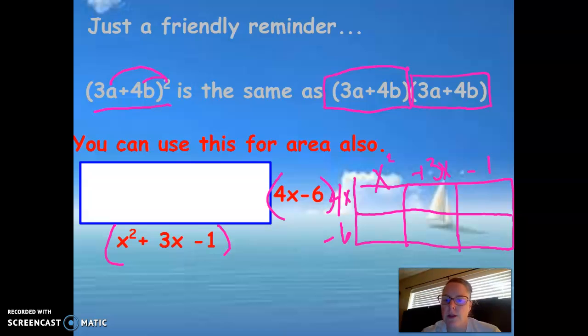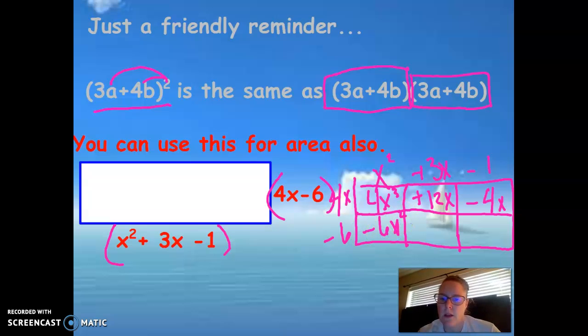We're going to go through and do all of our multiplication first using the area model. 4x times x squared is 4x cubed. 4x times 3x is 12x squared. 4x times negative 1 is negative 4x. Negative 6 times x squared is negative 6x squared. 3x times negative 6 is negative 18x. I left a squared off up here, sorry. And then negative 6 times negative 1 is positive 6.